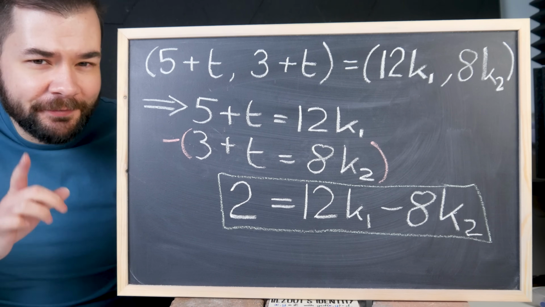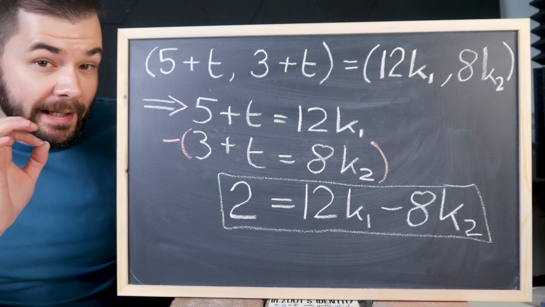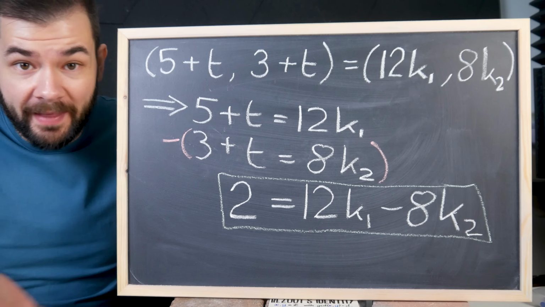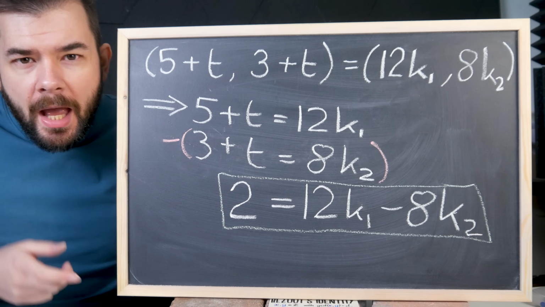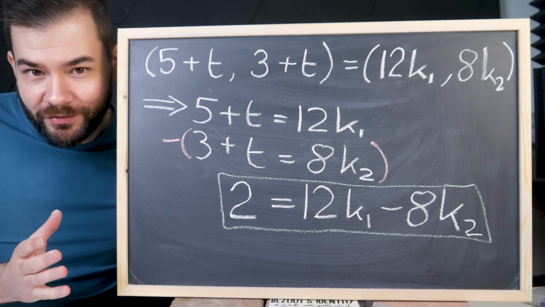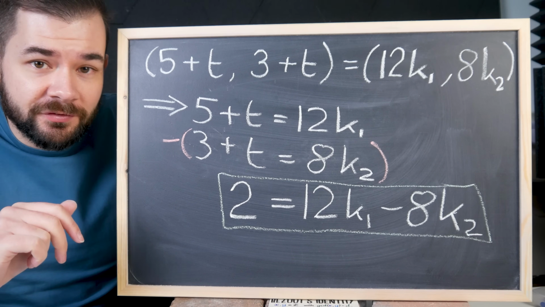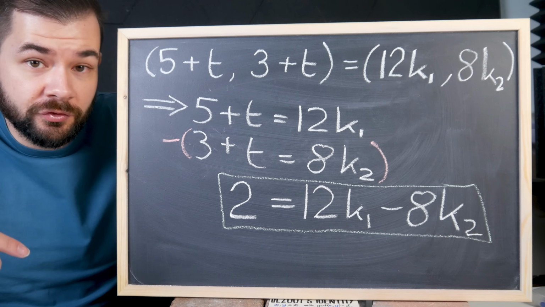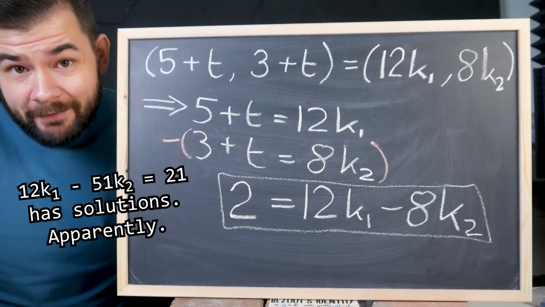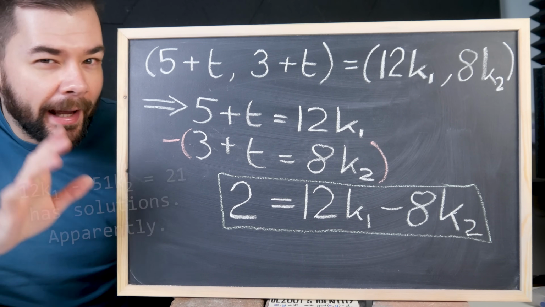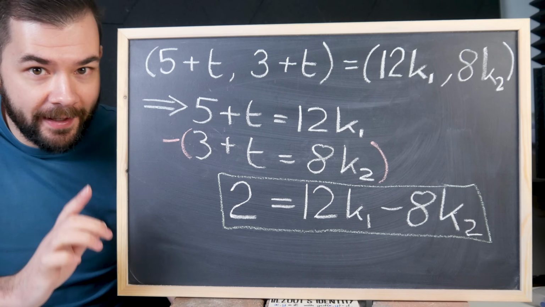Well, what makes this difficult is that k1 and k2 have to be integers. Otherwise, we could come up with any old solution like k1 equals 3 and k2 equals 17 on 4. But are there integer solutions? Well, it turns out not always. This one turns out to have no solutions, whereas an equation like 12k1 subtract 51k2 equals 21 does have solutions. How can we tell? And how can we find the solutions if they exist?